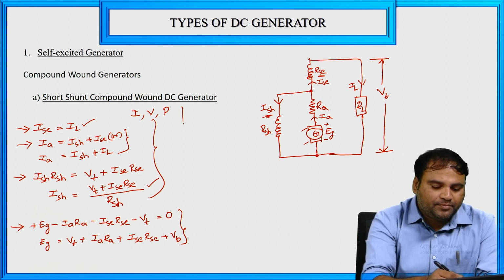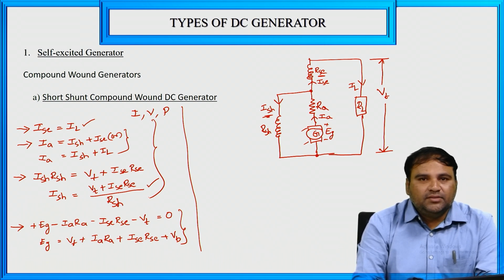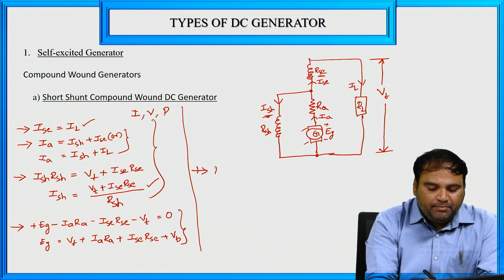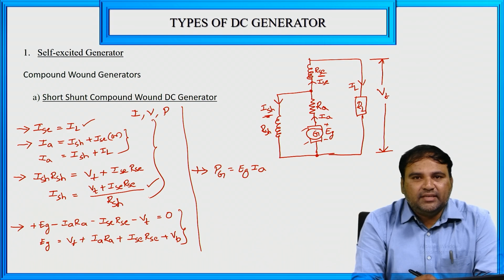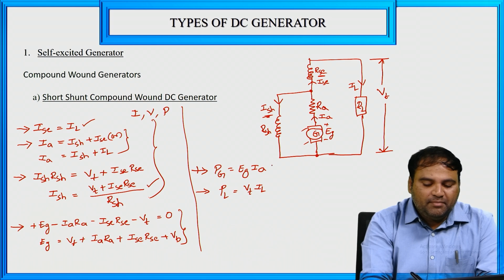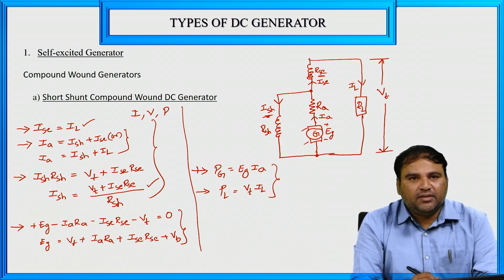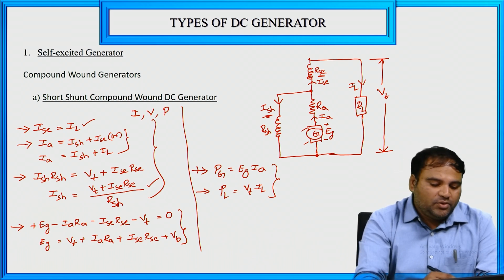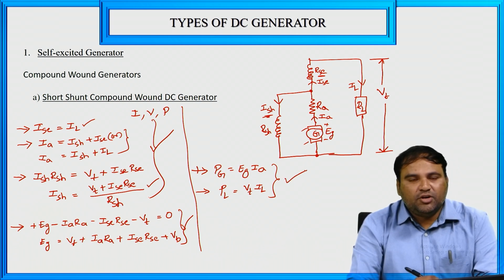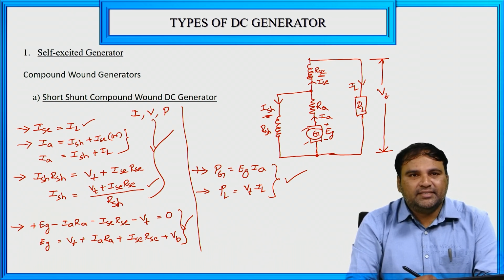And the next one is the power relation, right? Power developed by this generator, PG, is equal to EG into IA. Power developed by the generator is EG into IA, and power to the load is equal to VT into IL. So this is the power relation of the given short shunt compound DC generator. Okay, so these are the current relations, here is the voltage relation, and here is the power relation of the short shunt compound wound DC generator. Okay, so this is about the short shunt compound DC generator, right?